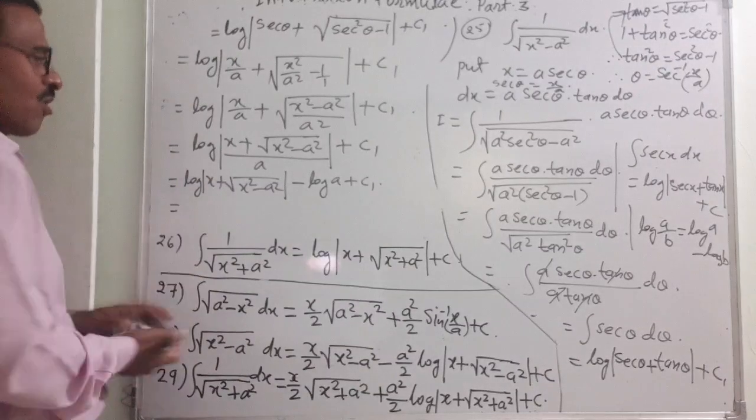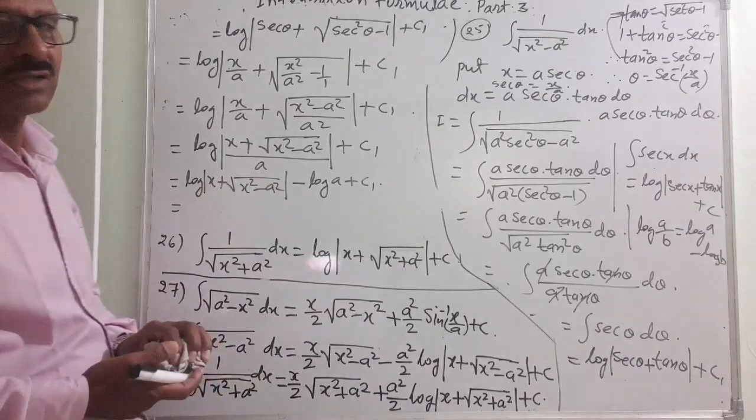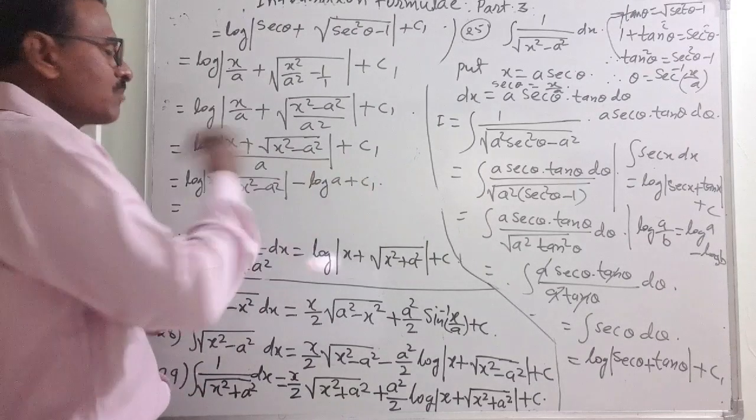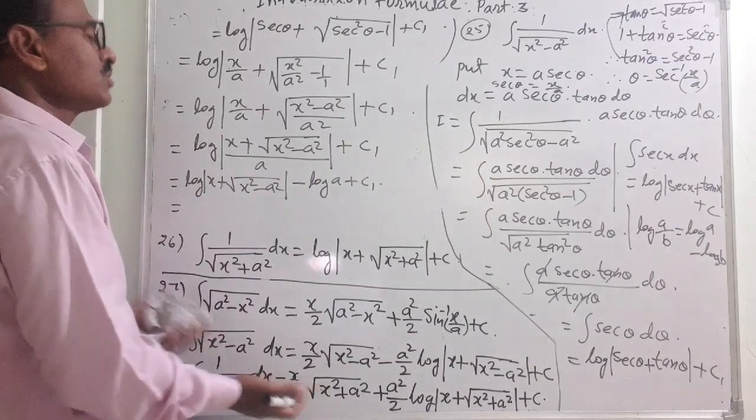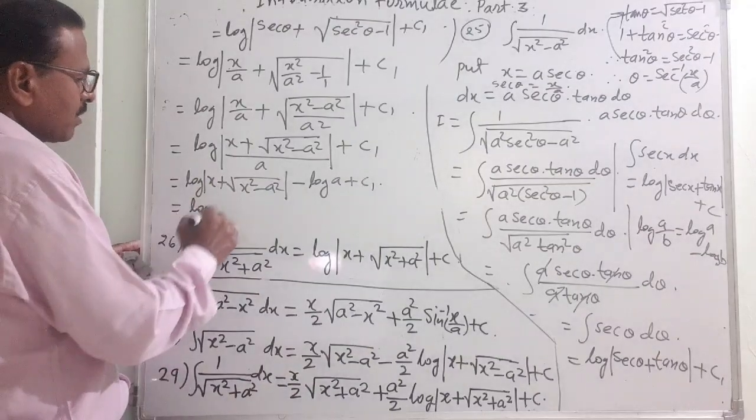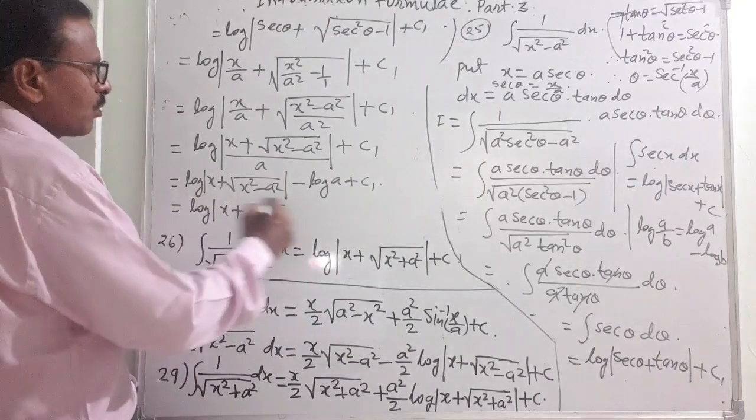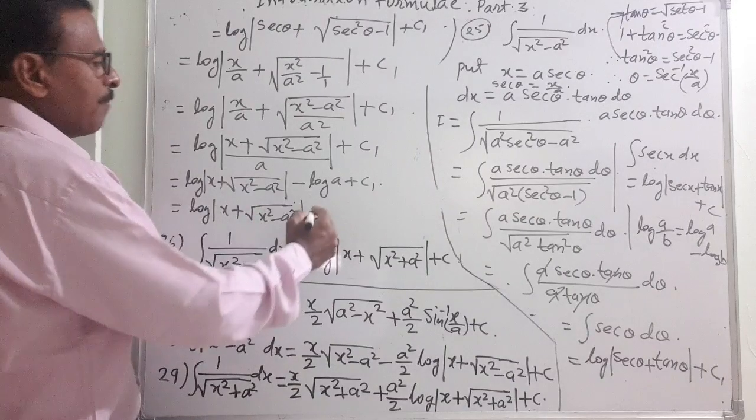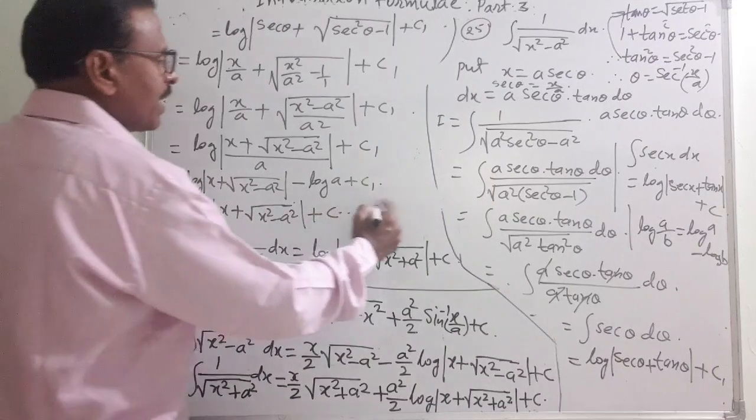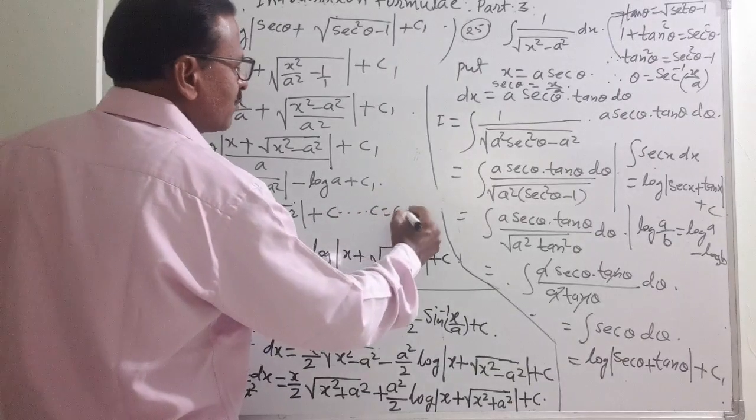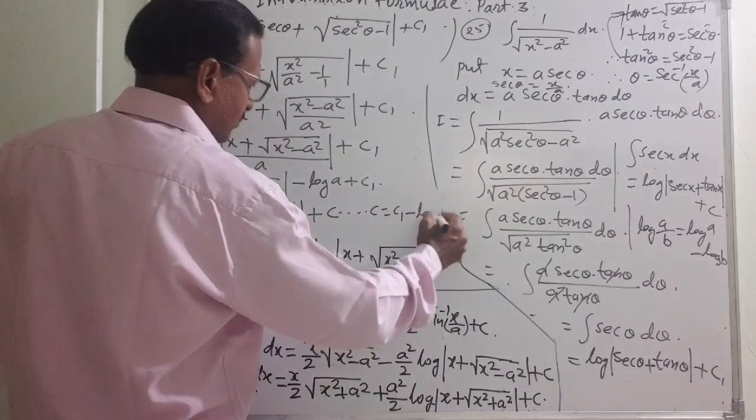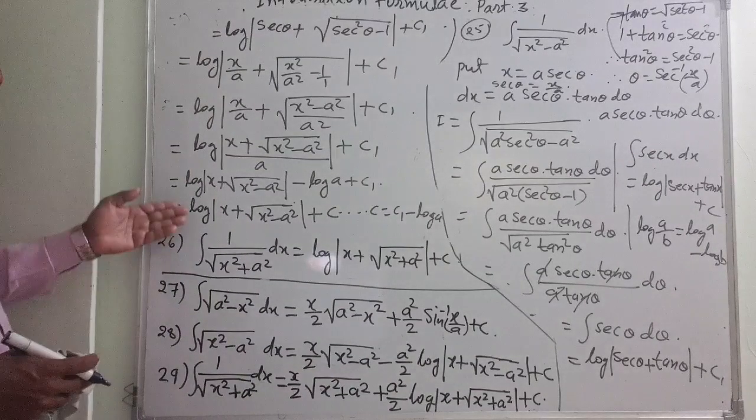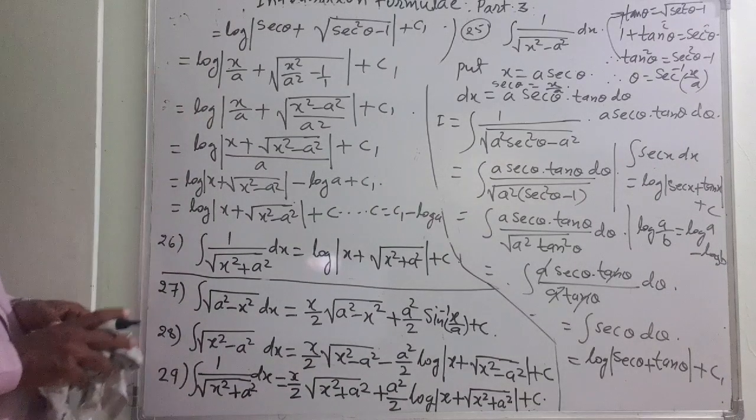Log of a is what? A constant. This is also a constant, and you have subtracted some constant from it. So again a new constant. So log of x plus under root x square minus a square plus c, where c is equal to c1 minus log a. And this way, this question is over, and this is also over.